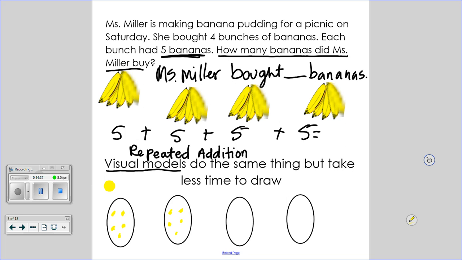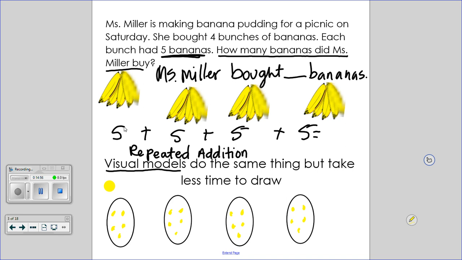That's right. It's 4 on it. Gabriella, not helpful. I can draw circles and dots a whole lot faster than I can draw bunches of bananas. No.